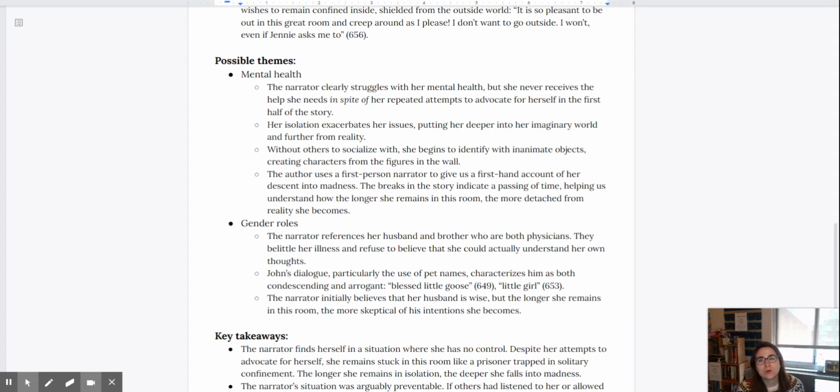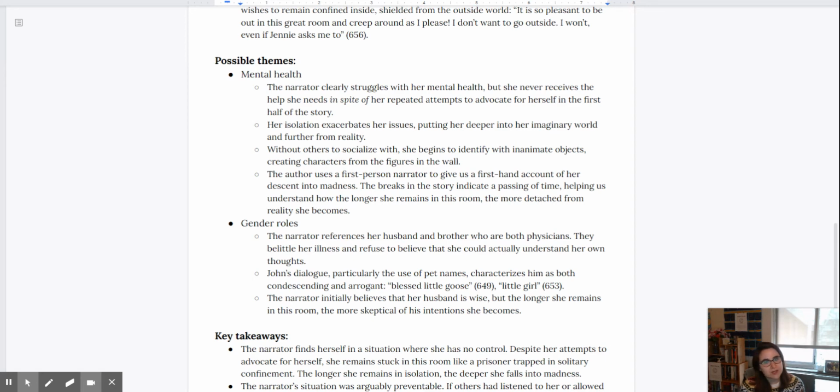Okay? And so you could relate all of this to mental health issues in general and how perhaps they are not taken seriously by many. Because if people maybe had taken her mental health issues seriously, things could have been different. Okay? We've also got some gender role complexity going on here.